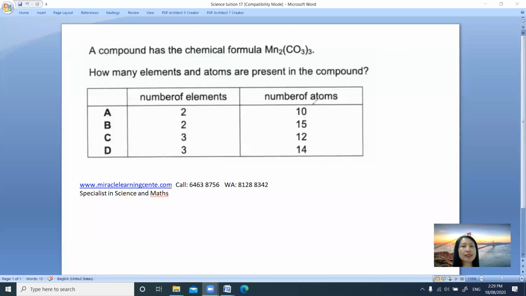Let us look at this science question. A compound has the chemical formula Mn₂CO₃. How many elements and atoms are present in the compound? So how many elements are there?